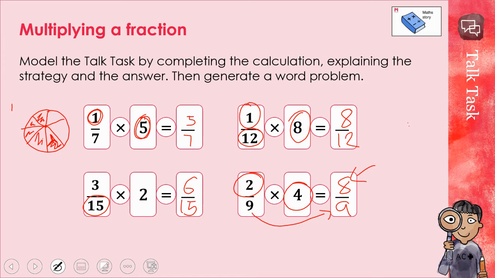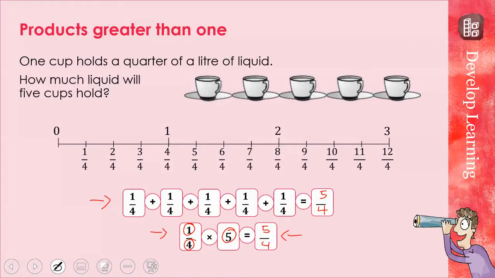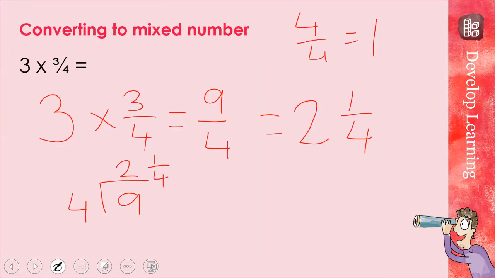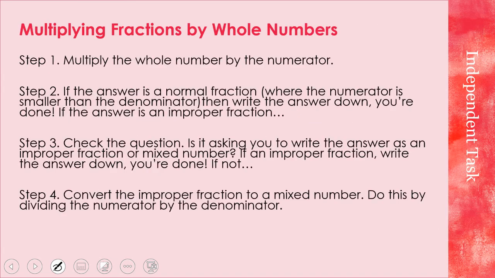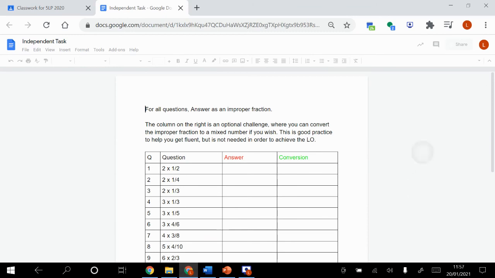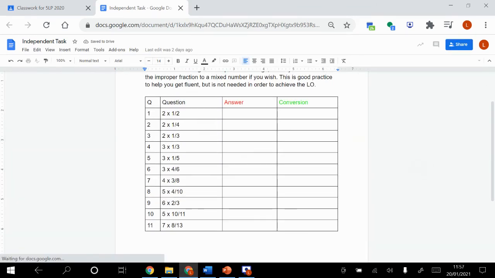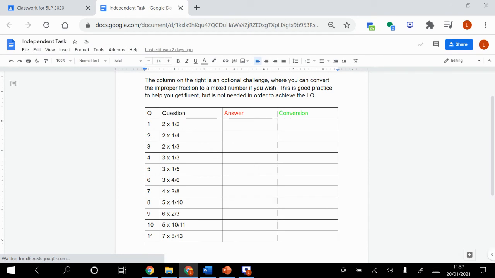If, however, you thought, yep, I was happy with that, and I'm also happy converting between improper fraction and mixed number, then you are going to want to do the challenge for today's independent task as well. Okay, here is the step-by-step guide that you can refer to and you can have open when you are doing your independent task. Let's look at your independent task today, shall we? It is just one long set of questions. Your learning objective for this lesson is just to be able to multiply a whole number by a fraction.